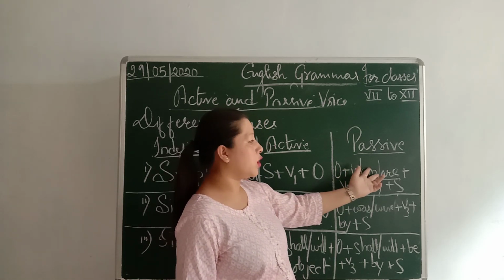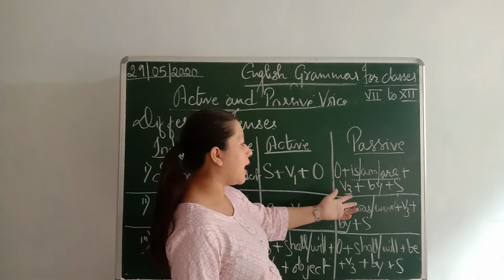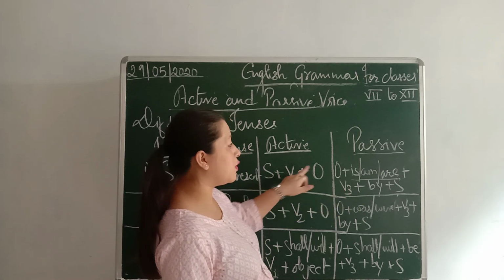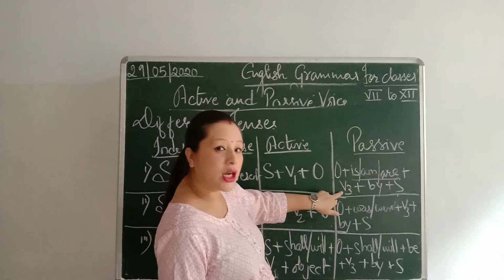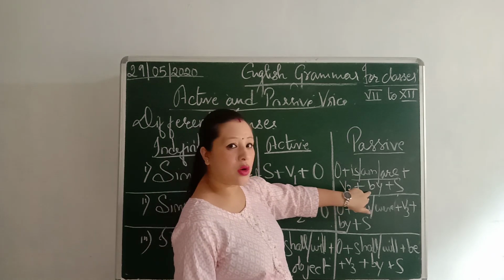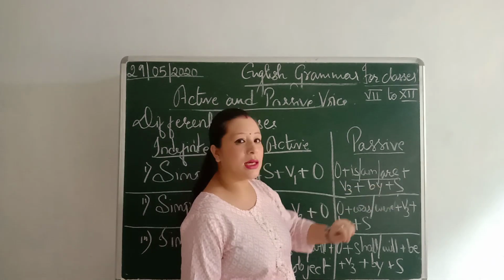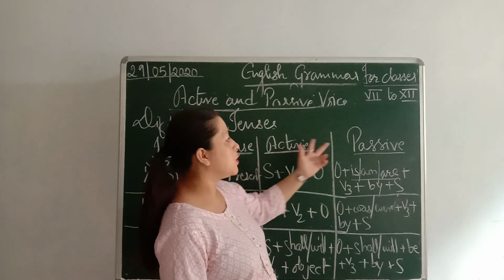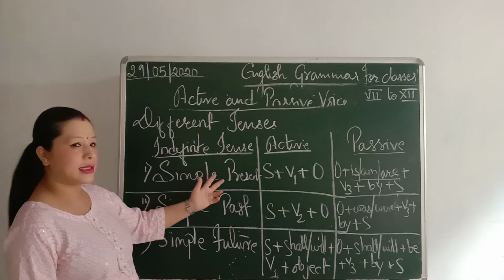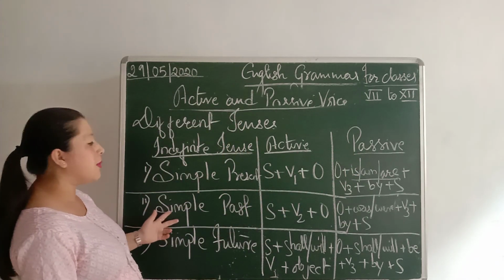This kind of word will be added, and with the help of that word, this first-place word will be changed into a word in the third place, and the preposition word "by" plus the subject goes at the last. This is how you change active into passive in the simple present tense. Okay, so next is simple past tense.